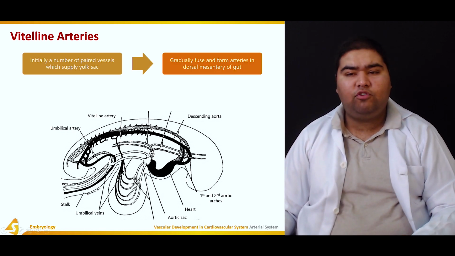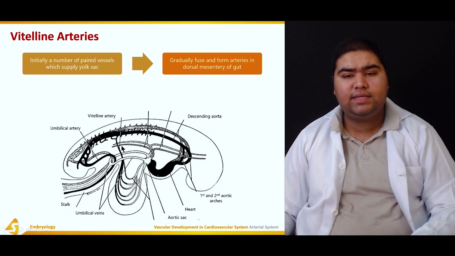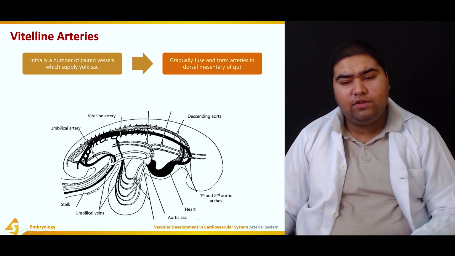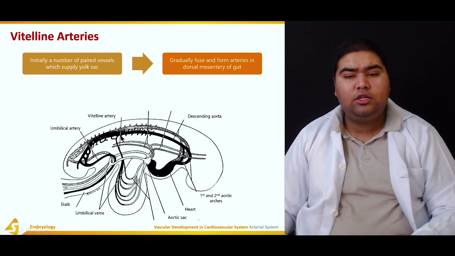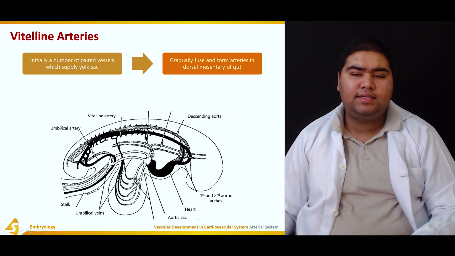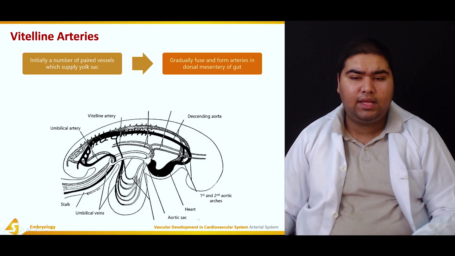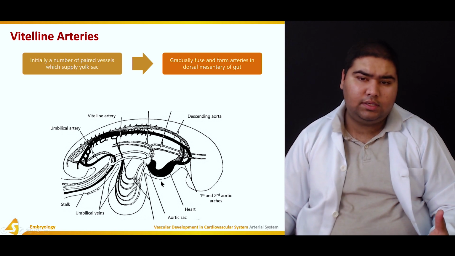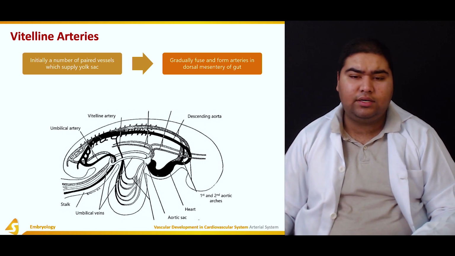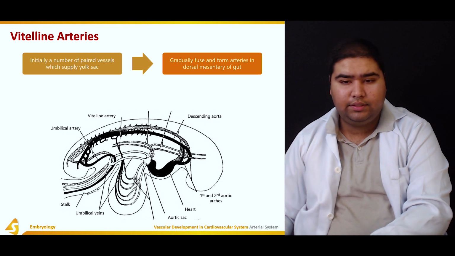So gradually they form and fuse to form arteries in the dorsal mesentery of the gut. These are them fusing. This is the region of the dorsal mesentery, and here they gradually fuse and form the arteries in the gut.